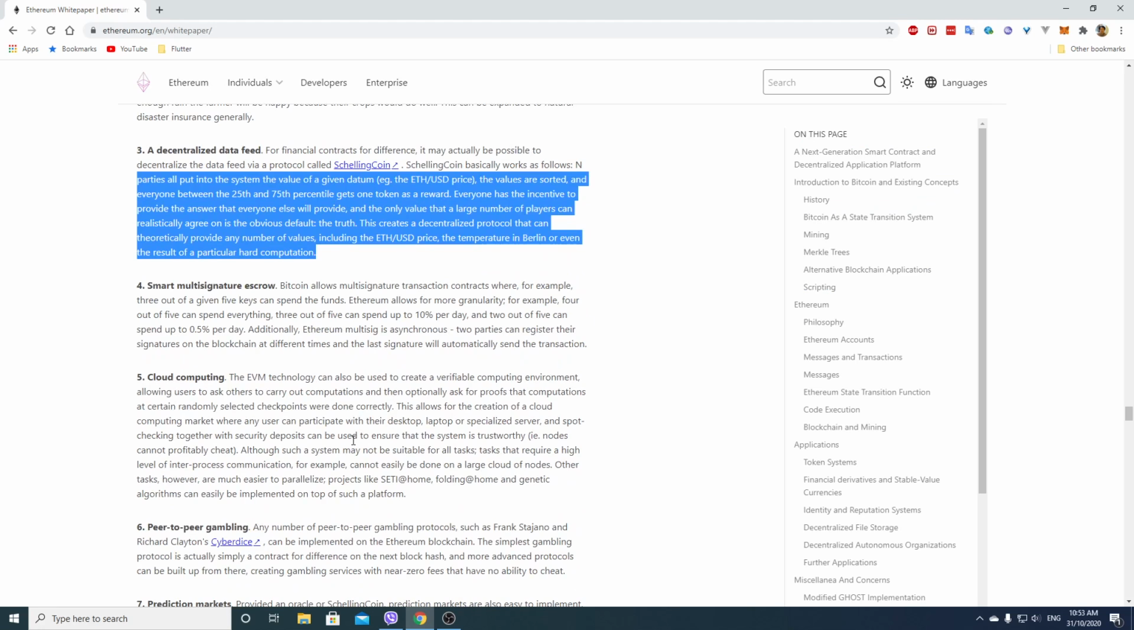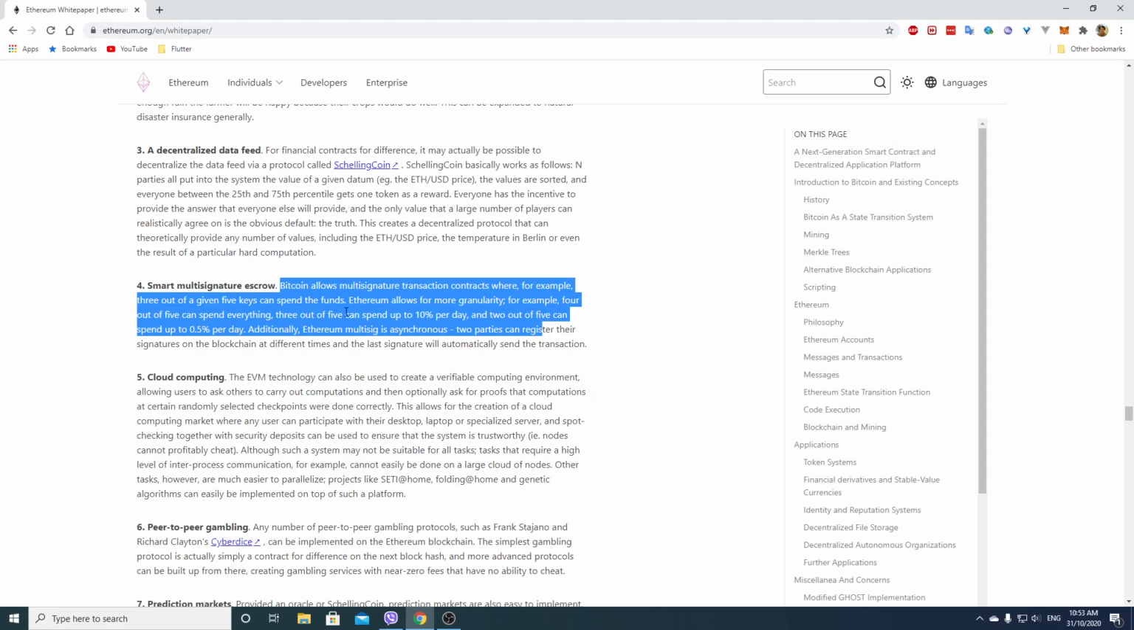Smart multisignature escrow. Bitcoin allows multi-signature transaction contracts where, for example, 3 out of a given 5 keys can spend the funds. Ethereum allows for more granularity. For example, 4 out of 5 can spend everything, 3 out of 5 can spend 10% a day, and 2 out of 5 can spend 0.5% a day. Additionally, Ethereum multisig is asynchronous. Two parties can register the signature on the blockchain at different times, and the last signature will automatically send the transaction.